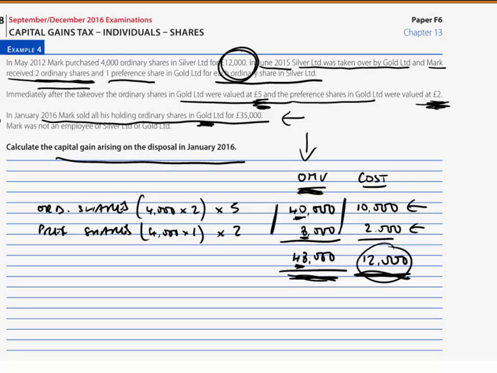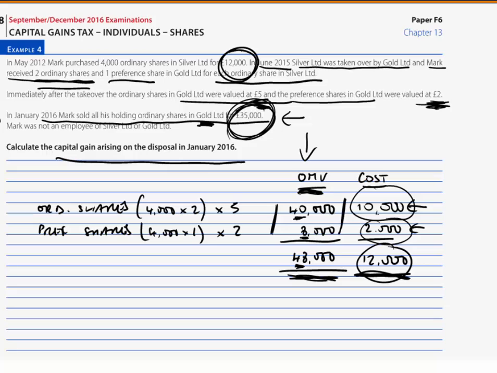What has happened in January 16, Mark sold all of his holding of ordinary shares in Gold Limited for £35,000. So you now show your gains calculation. It would be simple enough. Sales proceeds, as we said before, £35,000. And what do you now know to be the cost of those shares? There is your cost of your ordinaries, £10,000. Had you sold the preference shares, then you'd have had a cost of £2,000 that would be attributed to them.